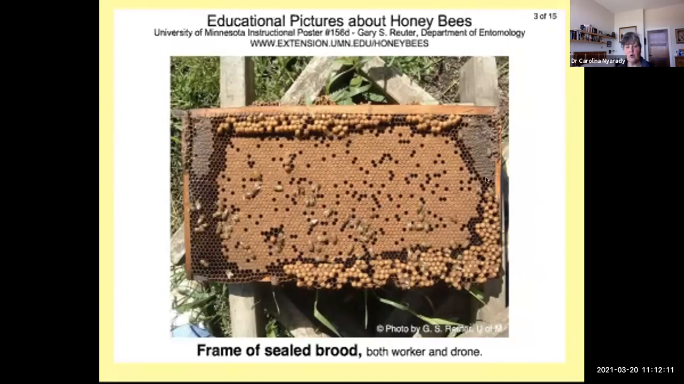So these are all workers. Here, of course, you see some drones. Here you see a plethora of drones. And then of course, here you see a plethora of drones as well. So it's very easy to distinguish one from the other.